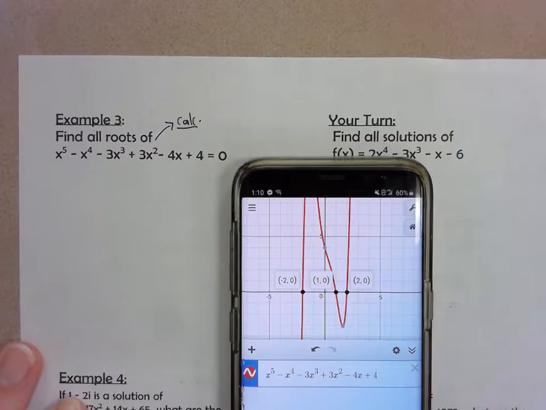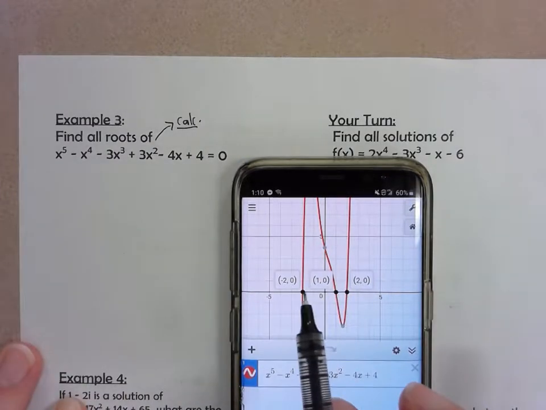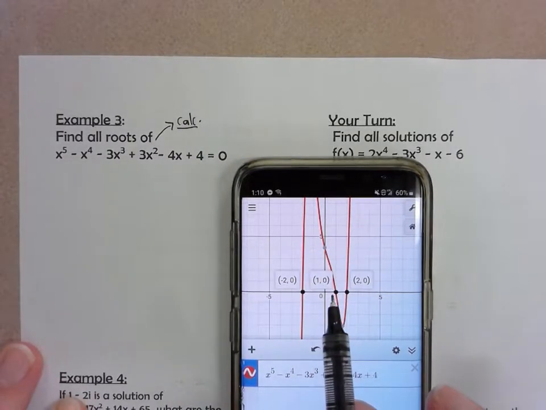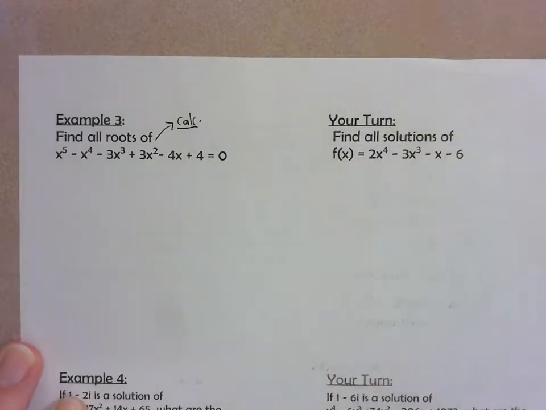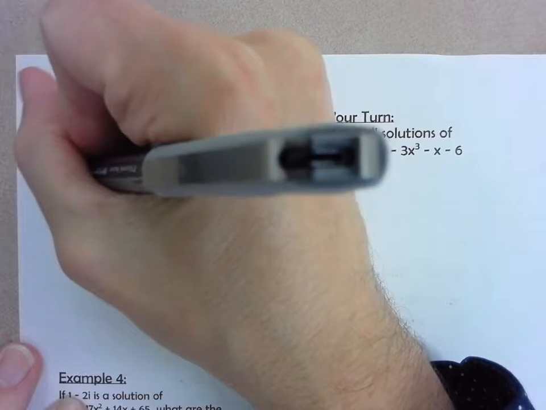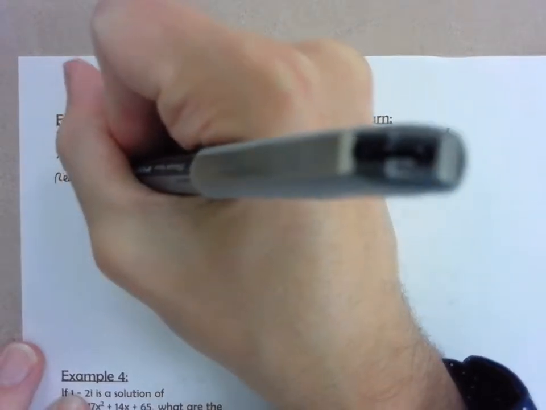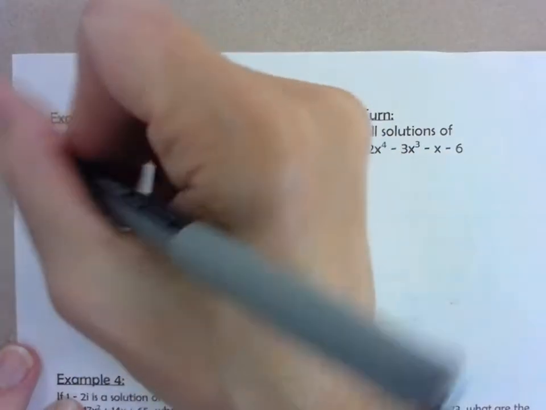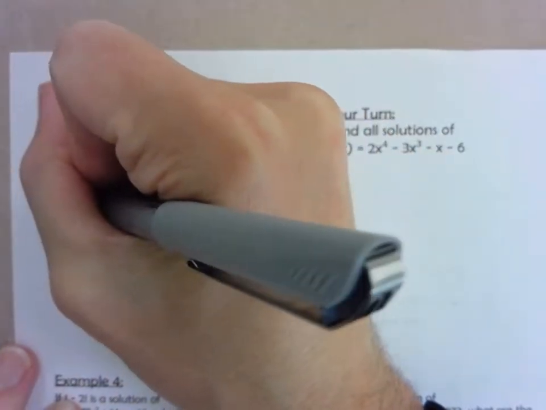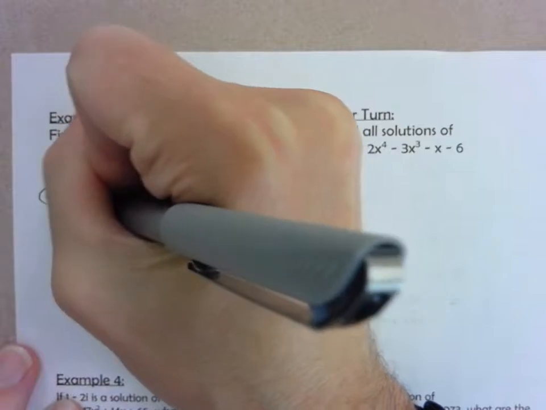After having put this expression in Desmos, I get 3 zeros: negative 2, positive 1, and 2. So I'm going to go ahead and jot those down. Those are my real zeros. I don't care if the word says roots, intercepts, or solutions. It all means the same thing. So negative 2, positive 1, and 2. Let's go ahead and circle those.